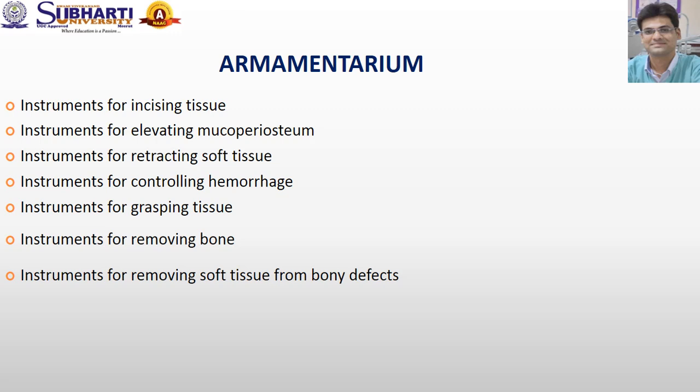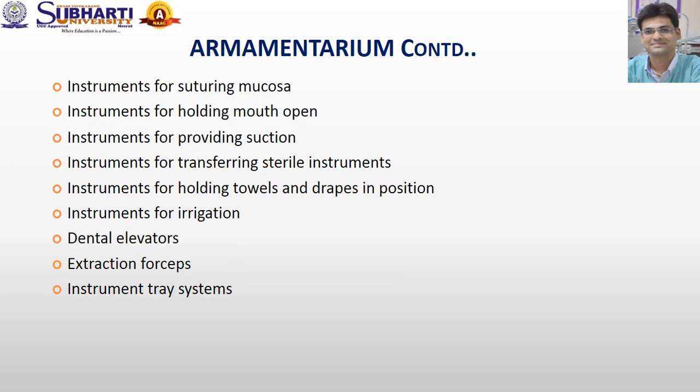instrument for incising tissue, instrument for elevating mucoperiosteum, instrument for retracting soft tissue, instrument for controlling hemorrhage, instrument for grasping tissue, instrument for removing bone, instrument for removing soft tissue from the bony defects, instrument for suturing mucosa, instrument for holding mouth open, instrument for providing suction, instrument for transferring sterile instruments, instrument for holding towel and drape in position, instrument for irrigation. Apart from this, I will be discussing dental elevators, extraction forceps and various instrument tray systems.